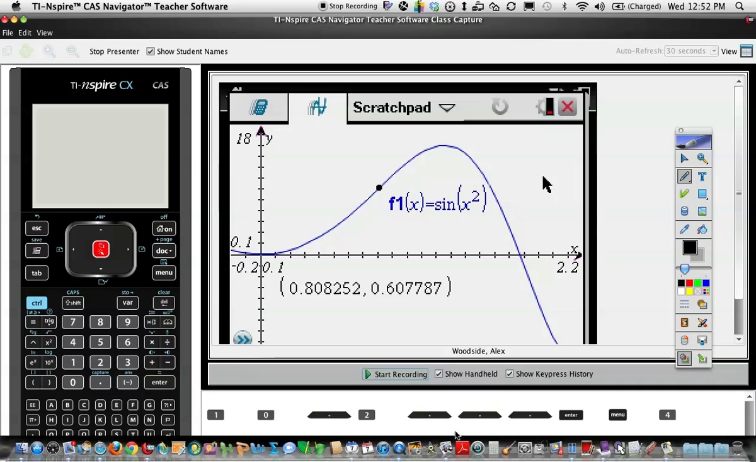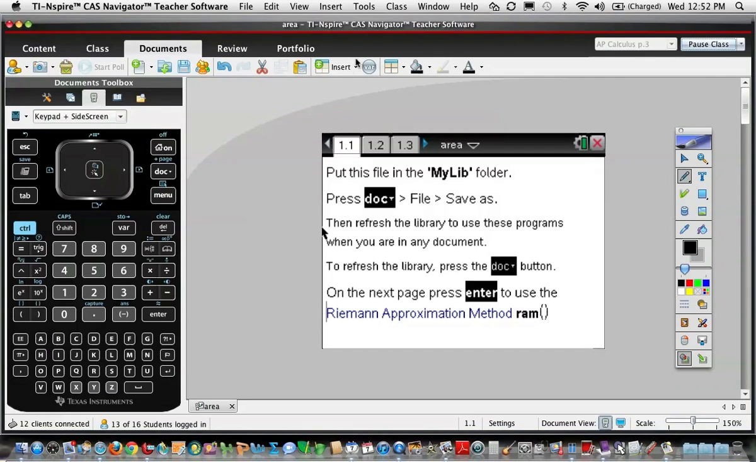Okay, what I want to do at this point, I think, is send you this file that we're going to get to use.